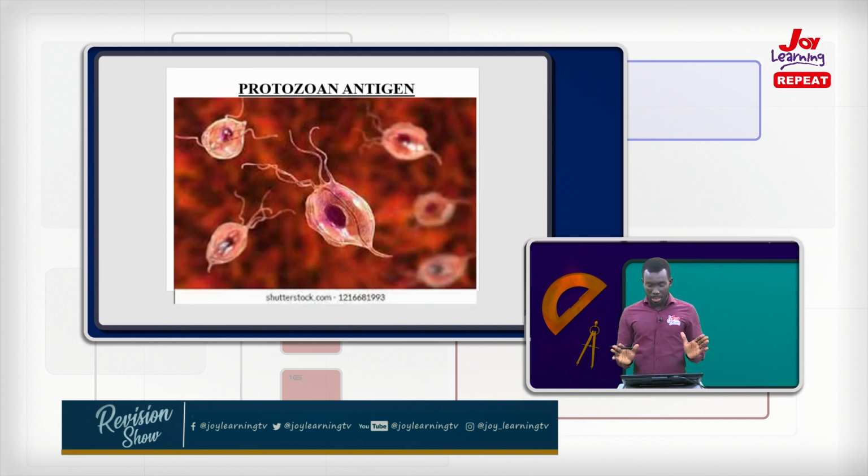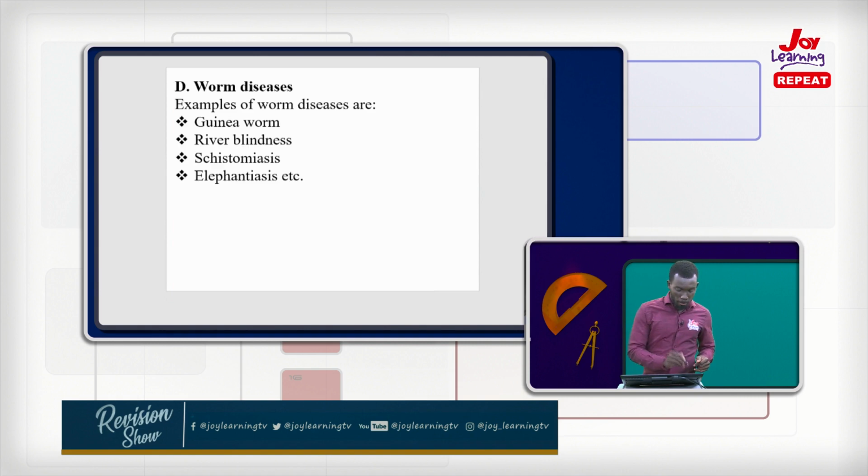And this is how they look like. Protozoan antigen as displayed on the screen. Okay, now let's go to worm disease. The name itself actually gives a clue. Worm disease. So these are diseases that are caused primarily by worms.